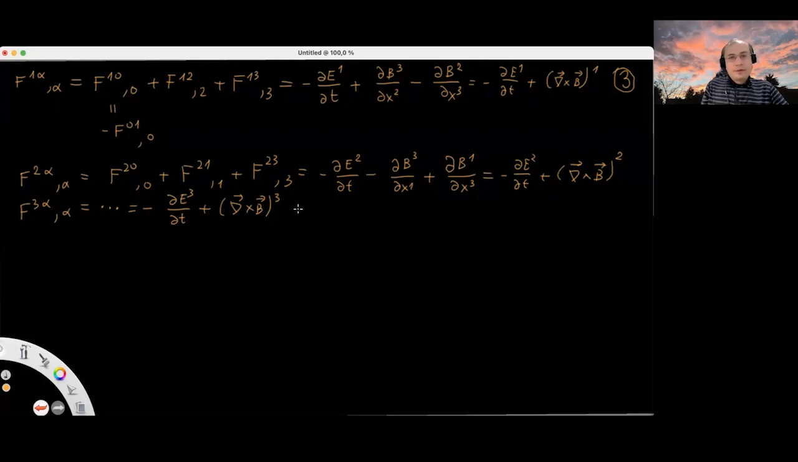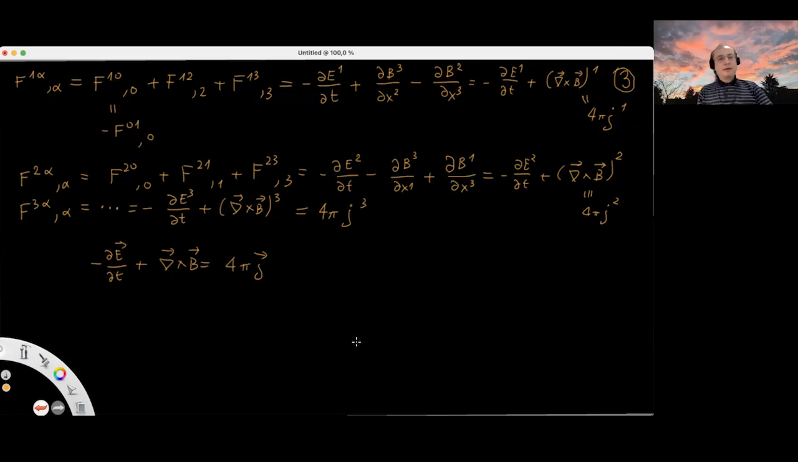Okay, and this is basically supposed to be equal to 4 pi the third, the second, and the first component of the electric current field. So altogether, we obtain the following equation: minus dE over dt plus the curl of B is supposed to be equal to 4 pi electric current.